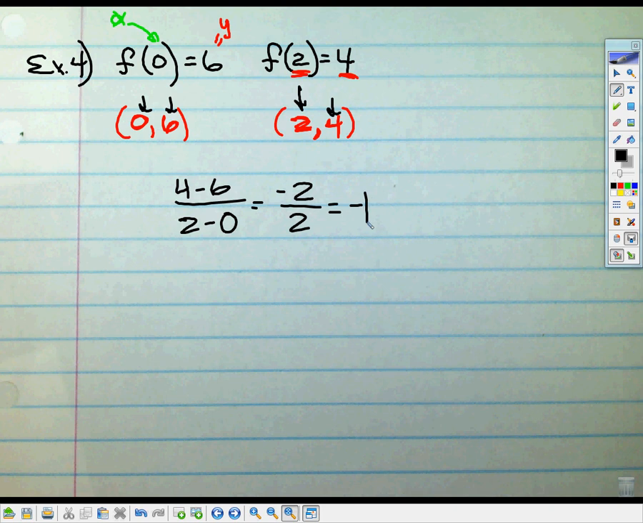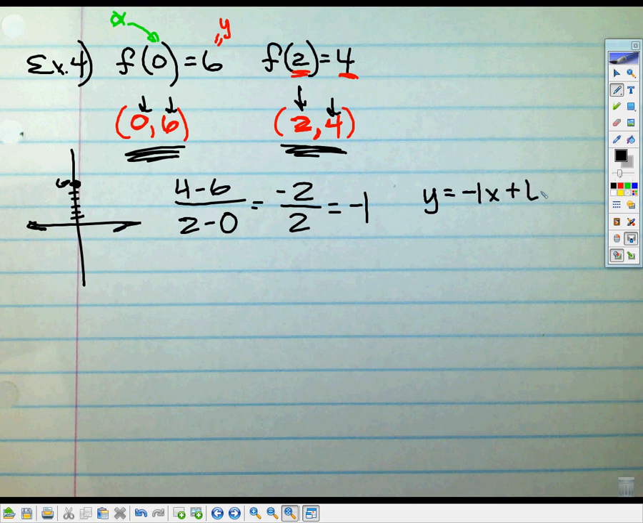And as I examine these 2 points, one of those 2 points I should recognize now actually is the y-intercept, and that is the y-intercept because if I did graph it, the point 0, 6 would be right there. And it's this point, so that's my y-intercept of 6. I know my slope is negative 1, so when I write the equation, I get y equals negative 1 times x plus 6, which will probably be more simply written as y equals negative x plus 6.